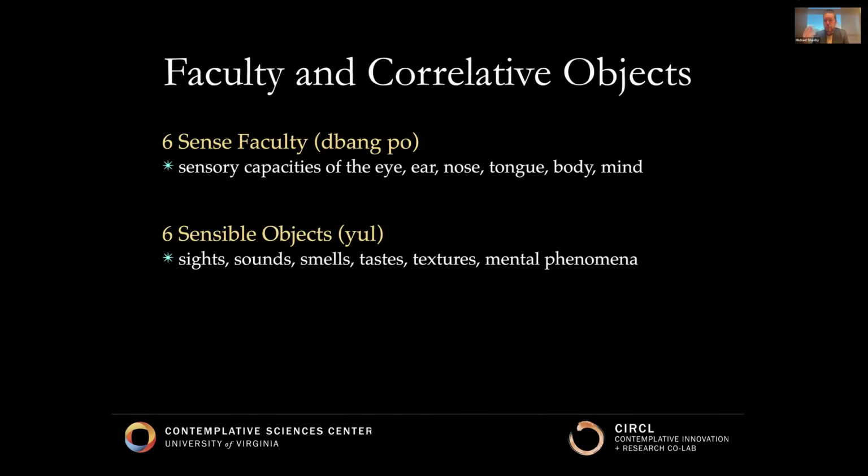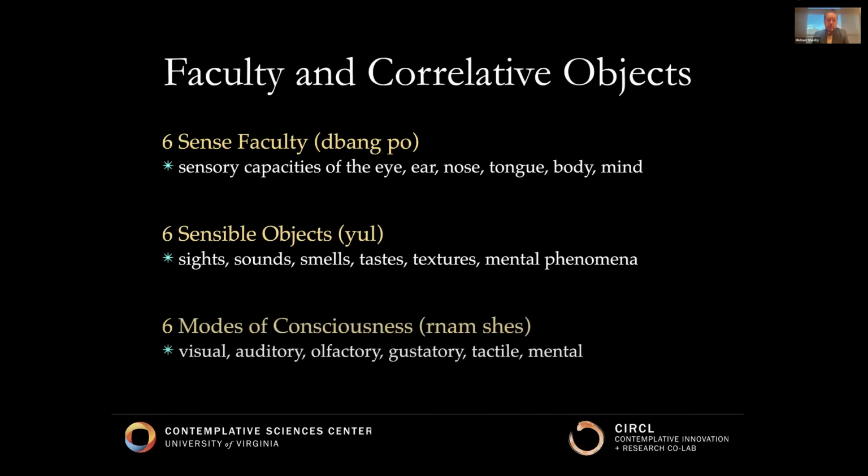And six correlative objects, that is to say, phenomena that we can see, hear, smell, taste, touch, and think about, right? So phenomenal, sensible objects in the world. And these give rise to six modalities, six modes of consciousness.